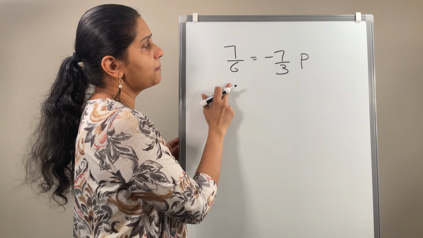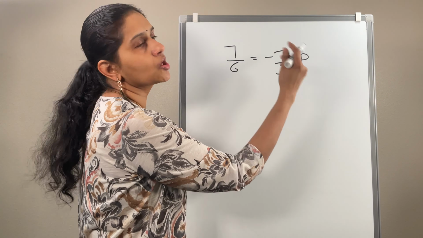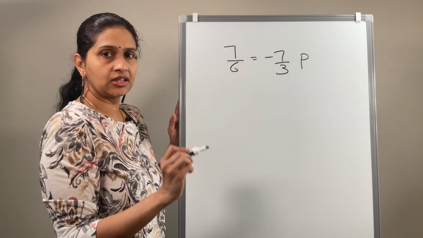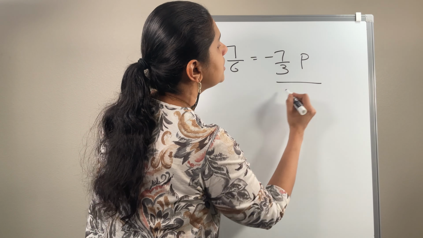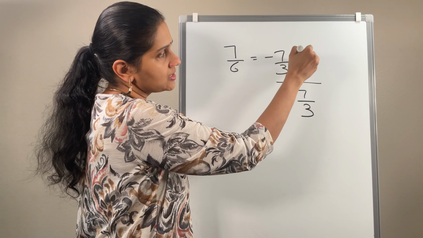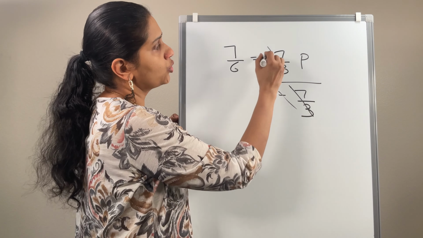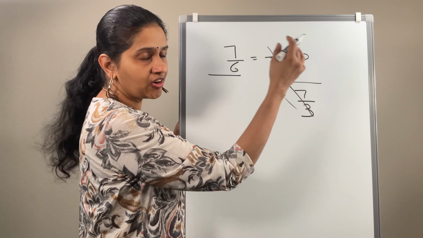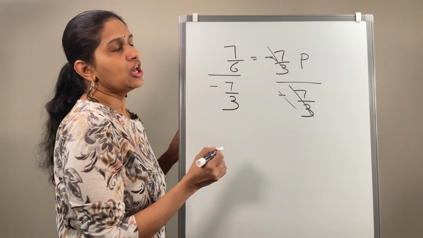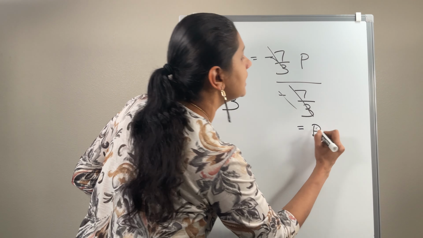Consider the problem 7 by 6 is equal to minus 7 by 3p. Here you can see the variable is on the right side and the number associated with the variable p is minus 7 by 3. So in order to isolate this, I am dividing this side by minus 7 by 3. What will happen? This p will get isolated since minus 7 by 3 will get cancelled out. So when I divide one side by a number, you have to divide the other side also using the same number. So I am cancelling minus 7 by 3 here so that the variable p will get isolated.